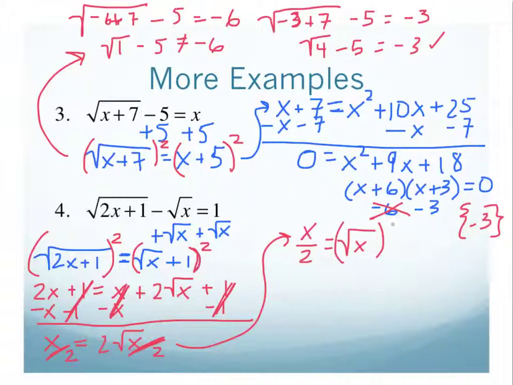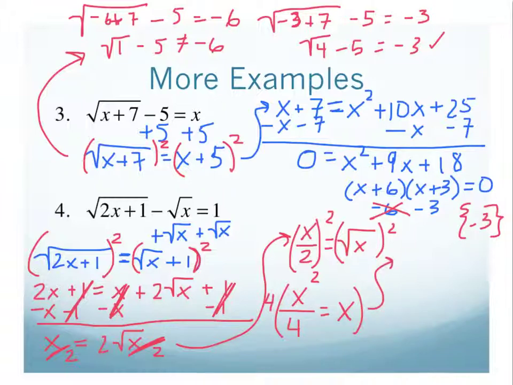We're going to square both sides. And we're going to get x squared over 4 equals x. Okay, well that didn't turn out very attractively. Let's multiply by 4 and get rid of that fraction. Oh, wait a minute, no, it's not. Hold on. I apologize. That's going to give me x squared equals 4x.